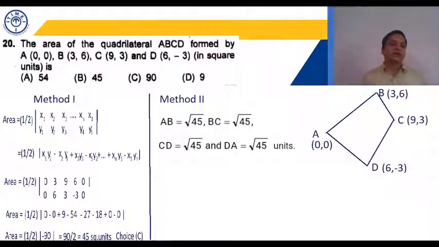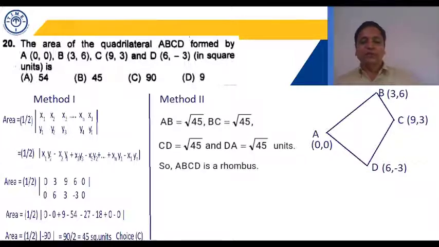Now in a quadrilateral, all the four sides are equal. AB is equal to BC is equal to CD is equal to DA. Which formula do we use? We use the distance formula. First method we had used the area expression. Now in this case we are trying a different method, by using the distance formula. So ABCD is a rhombus for sure. All four sides are equal. Is this clear?